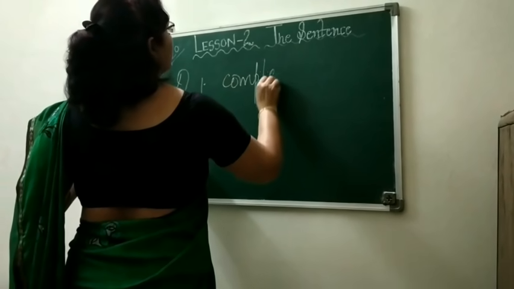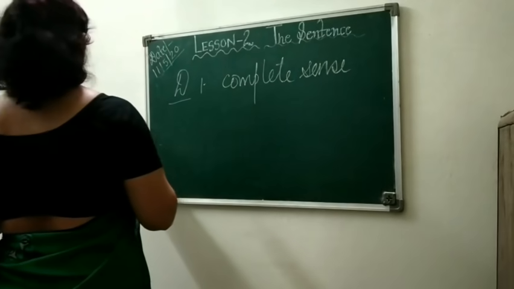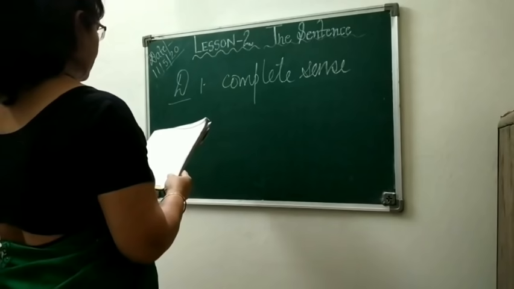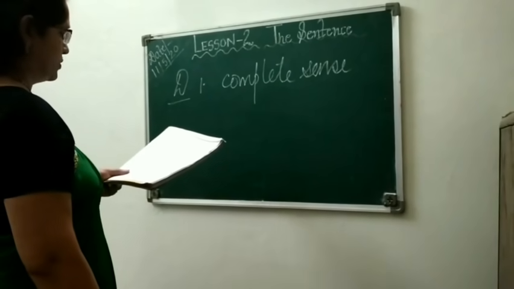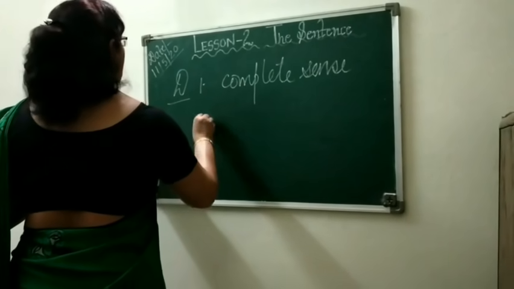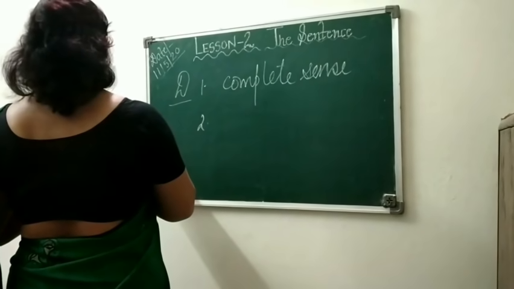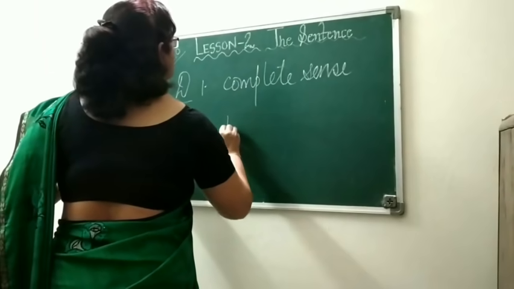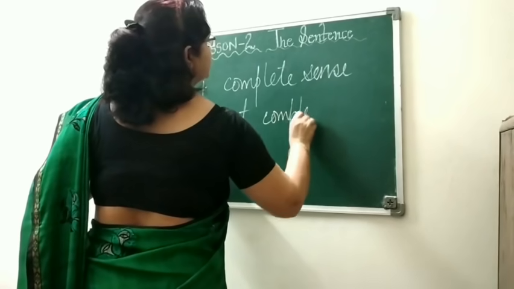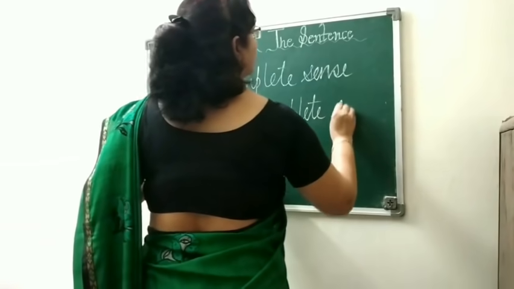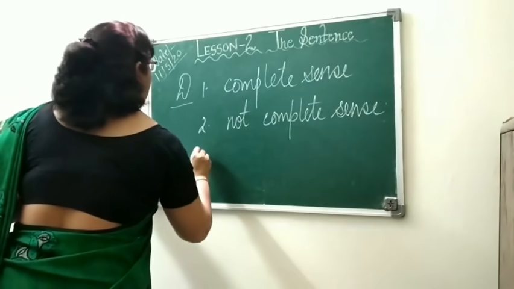First one: do it. The question is "Do it." It is a complete sense because the verb "do" is there. Now the second one is "In the east." So what are you going to write in this? Not complete sense. It was not making a sense.